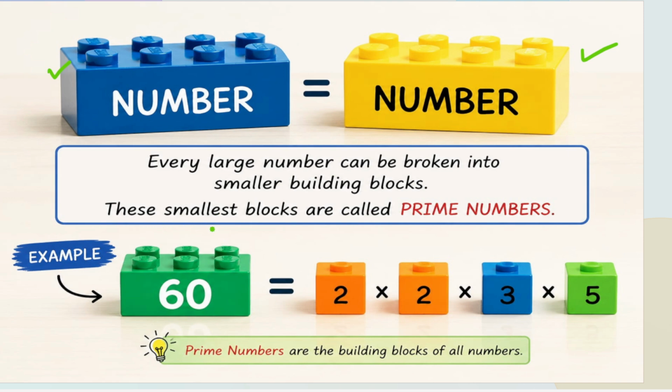Suppose these blocks are numbers. Every large number can be broken into smaller building blocks. For example, 60 is broken into 2 into 2 into 3 into 5. So these small blocks are called prime numbers. Just like every house is built using bricks, every number is built using prime numbers.